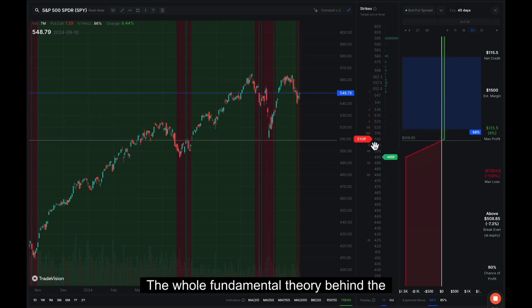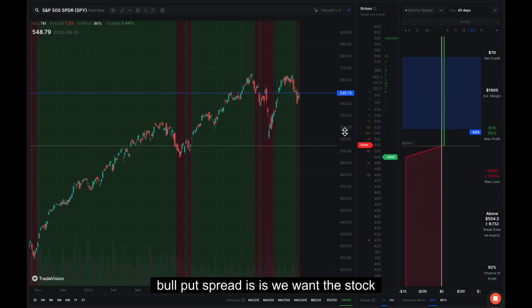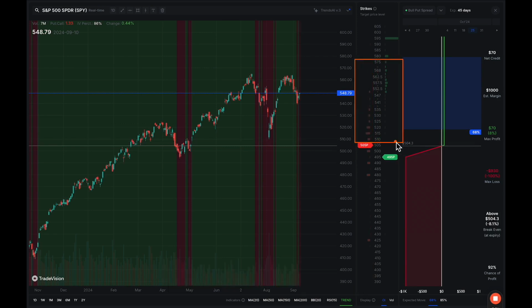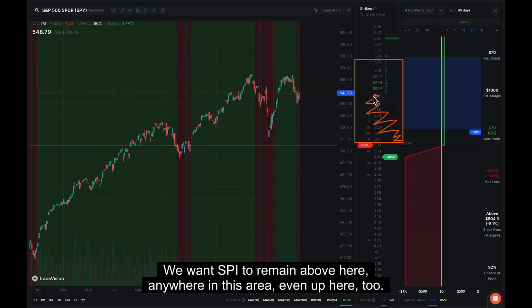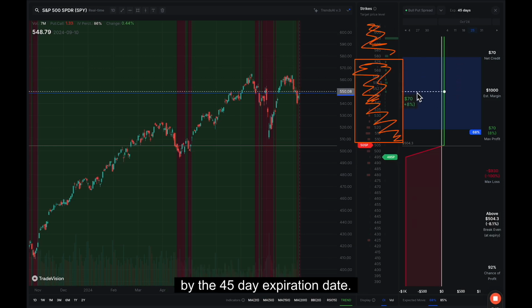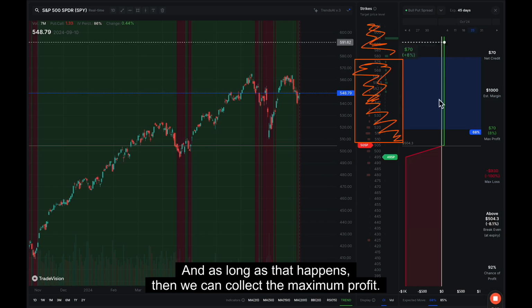Okay, the whole fundamental theory behind the bull put spread is we want the stock price to remain above the strike prices that we've chosen, aka like this. We want SPY to remain above here, anywhere in this area, even up here too. Anywhere in this area above our strike prices we have chosen by the 45-day expiration date. And as long as that happens, then we can collect the maximum profit.